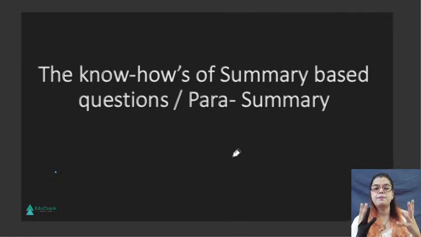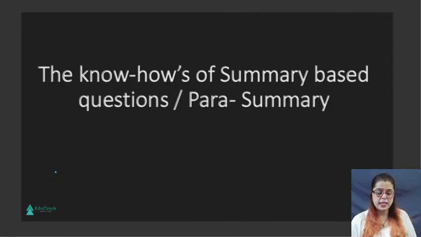So basically, the expectation from you as a student is that you will be summarizing the information that is given in the paragraph. Now, this paragraph that they want you to look at is definitely not going to be a simple easy paragraph, right? They want to check a couple of things. Parasummary questions have also started appearing in other exams as well, where they want to check your reading skills.